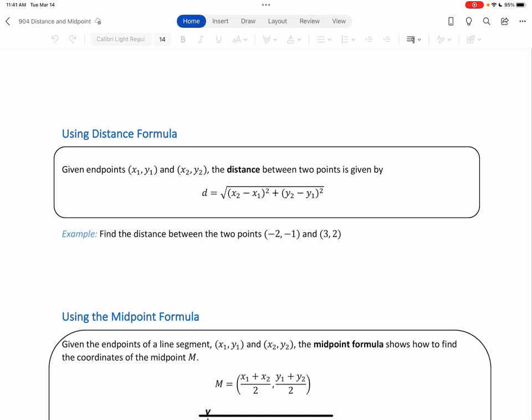We're going to talk now about the distance formula and the midpoint formula. So we're leading our way up to circles, and the distance and midpoint formula are important parts of circles. So given 2 points, x1, y1, and x2, y2, the distance between the points is given by this formula.